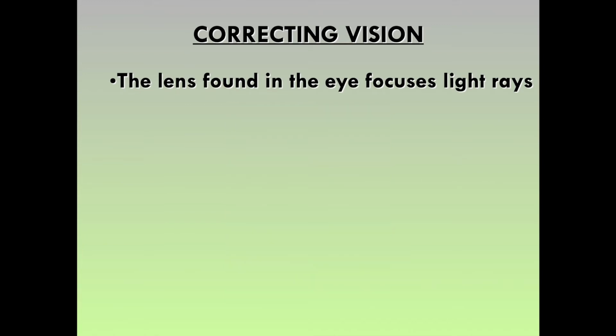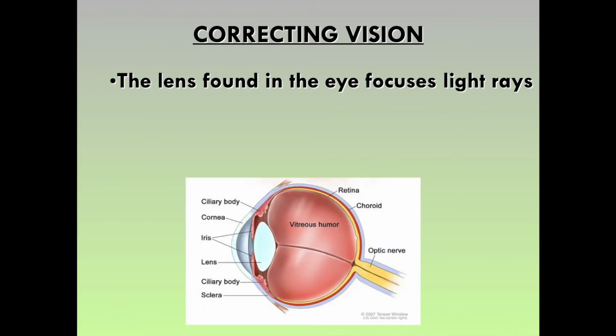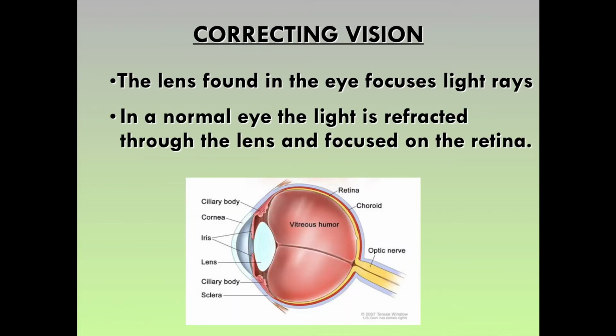And when the light rays focus, the image gets focused onto a certain part. Do you remember what that's called? That's right, it's called the retina, and that's found at the back of the eye.